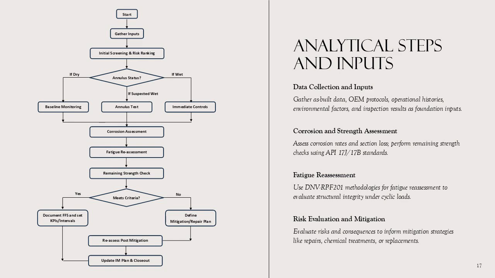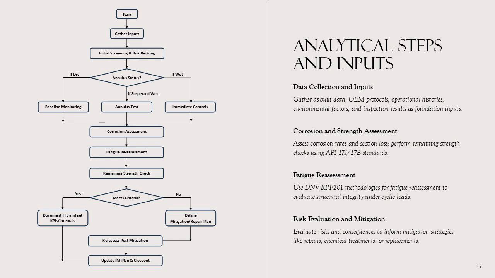If yes, document FFS and set KPIs and intervals. If no, define mitigation or repair actions. Step 11 is the mitigation or repair plan. Options include sheath clamp, annulus drying or purging, microbiologically influenced corrosion control, load or vortex-induced vibration management, or replacement. Step 12 is to reassess post-mitigation, verify improvements and loop back to the acceptance decision as needed.